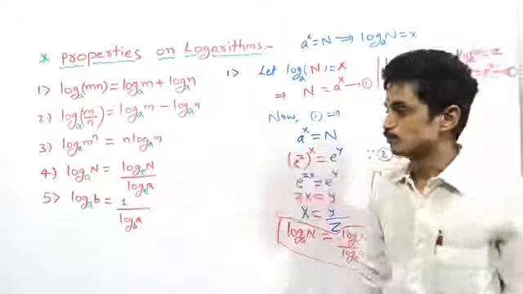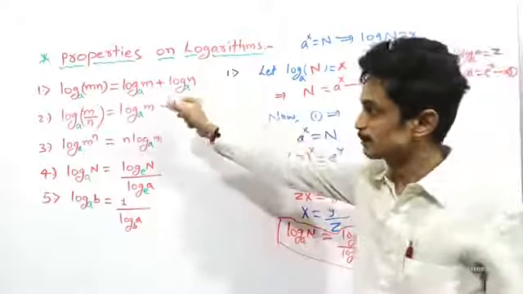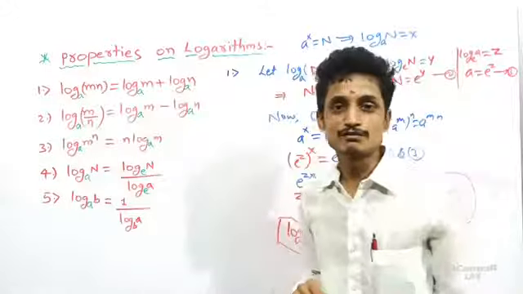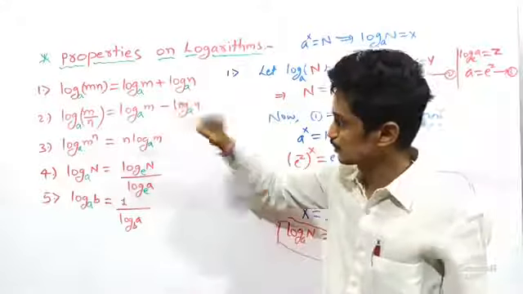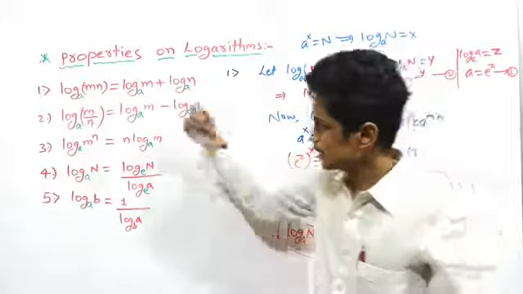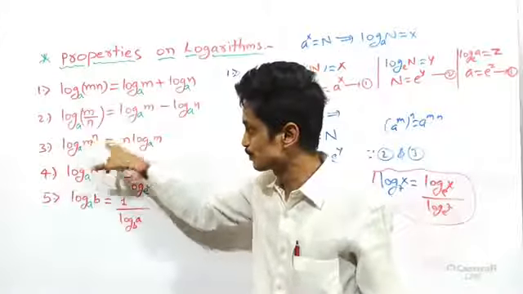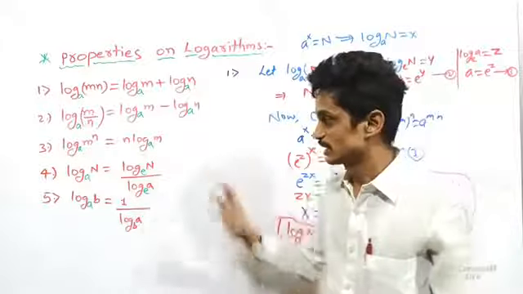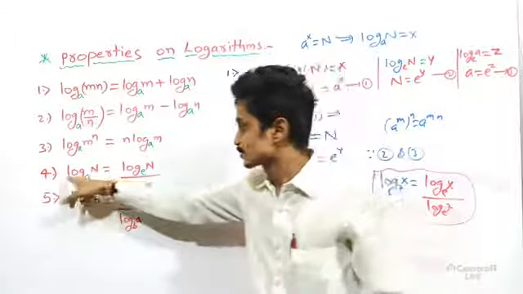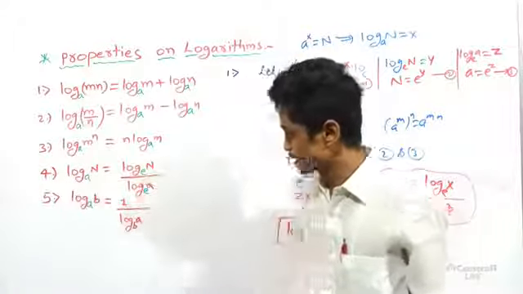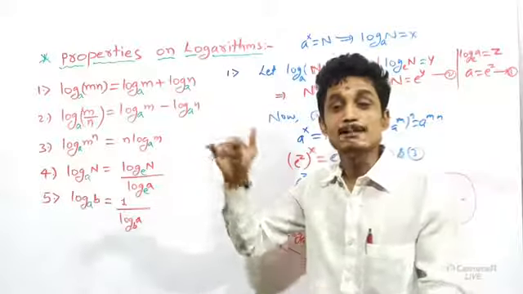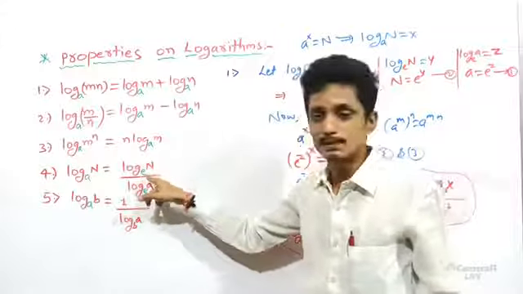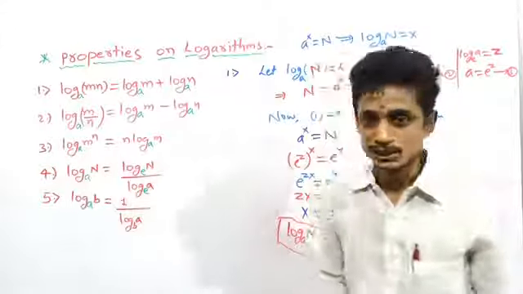Now we approach the fourth property. In the first one, multiplication form, we converted it into addition form. The second one, quotient form, we separated as subtraction form. Now here, one number in exponential form, we rearrange it like n times log m to the base a to make the calculation easier. So the fourth property tells us the separation of the number and base. It means log n to the base a is nothing but log n to the base e divided by log a to the base e.